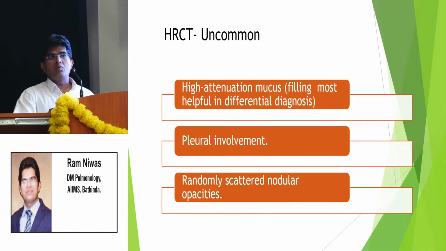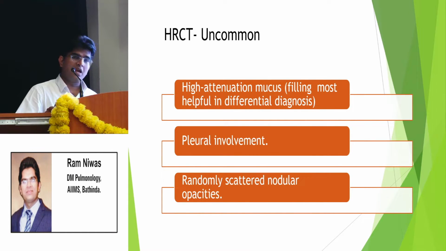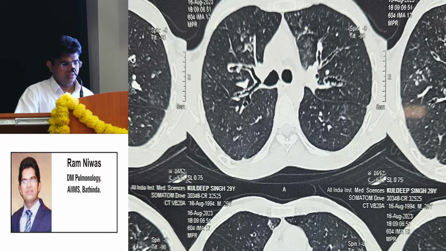Now coming to uncommon findings. High attenuated mucus, that is HAM. HAM is the most specific finding on HRCT. There may be some other uncommon features like pleural involvement or some randomly scattered nodular opacities.